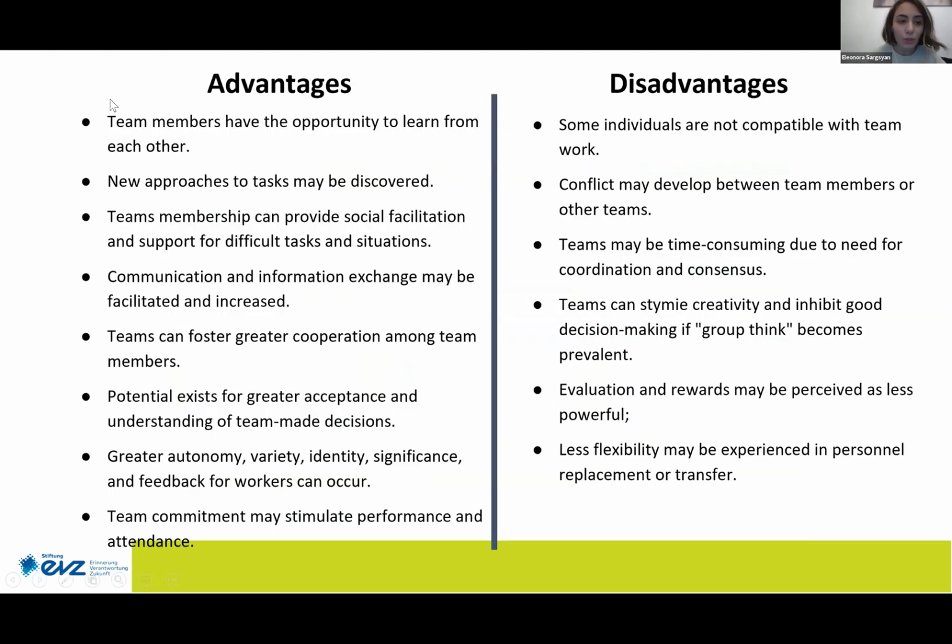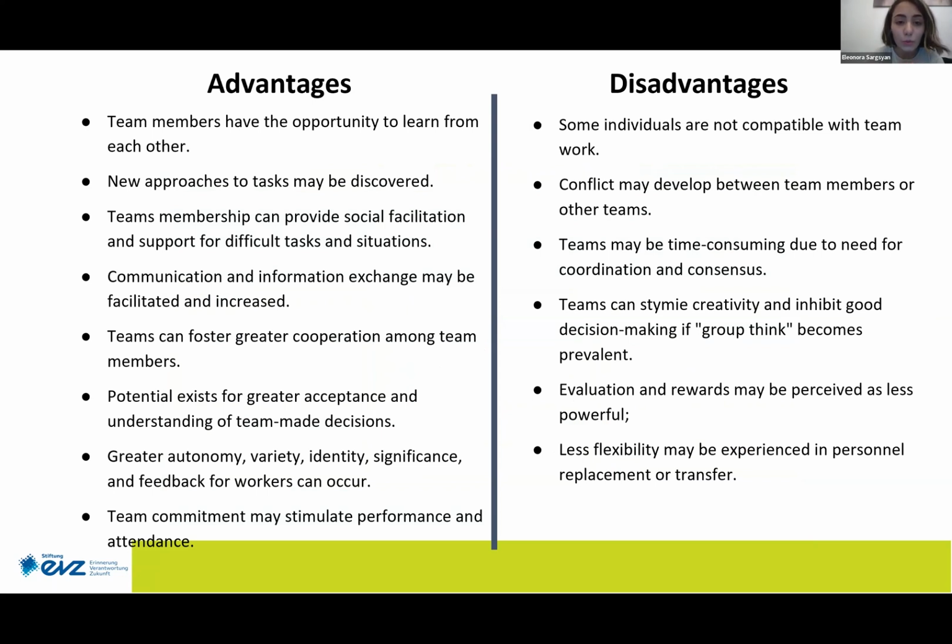Okay, so as we're talking about whether it is better to develop a group or a team, for us to make informed decisions and to be conscious about what type of work we're choosing, we also need to know about the advantages and disadvantages teamwork might bring. So we're going to read it out.